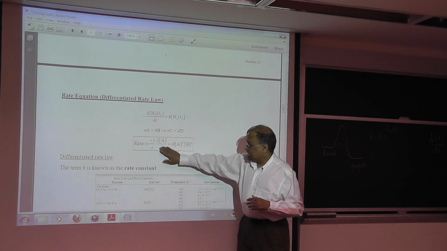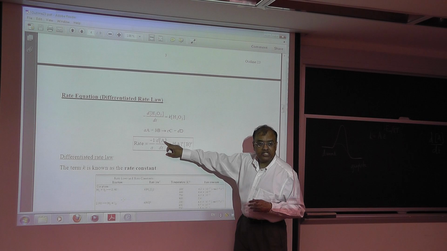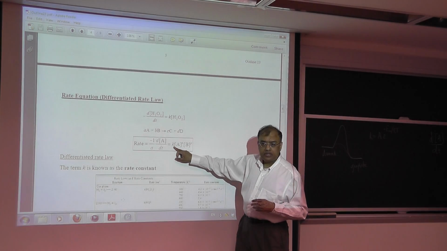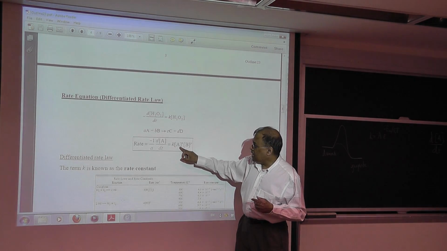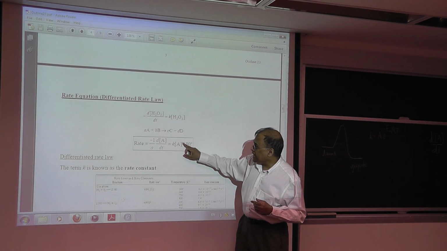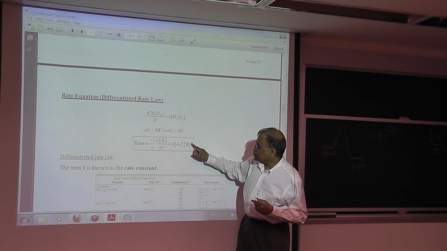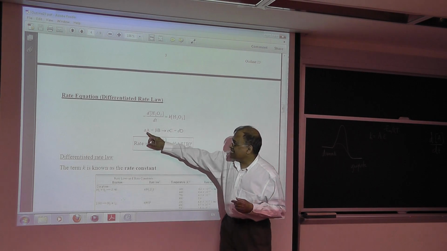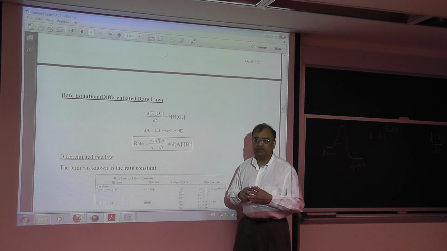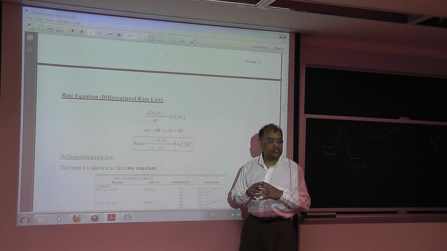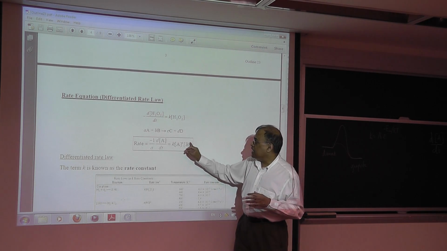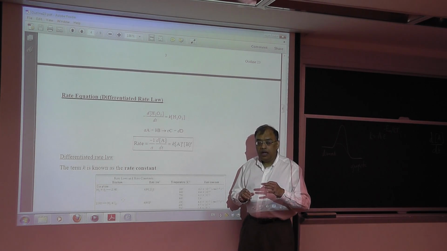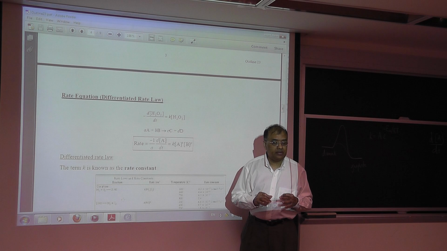rate, if expressed in terms of the concentration of A, the rate is equal to k, the rate constant, times [A] to the power x, [B] to the power y. Note that x and y are not necessarily equal to a and b respectively. This is one of the most common mistakes that students make, to assume that x and y are equal to a and b. They are not. They could be, but you have to find that out experimentally.